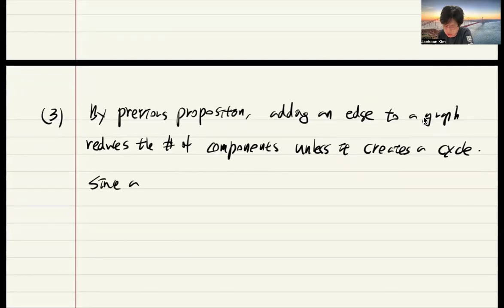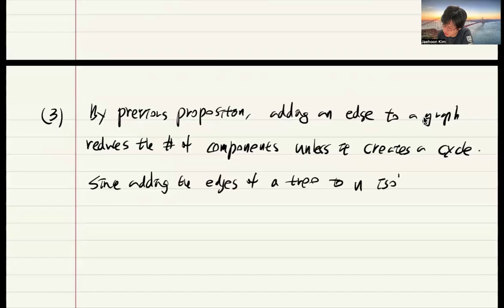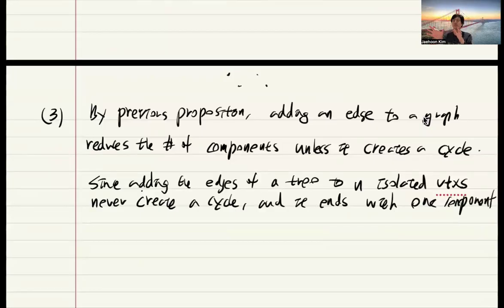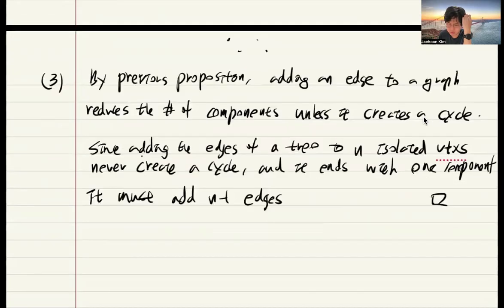But what do you know? Consider adding the edges of a tree to n isolated vertices. So you put the vertices first and then you add edges until you get this tree that you have. This does not create a cycle because a tree has no cycle. And it ends with one component. So you start with n components, and every time the number of components decreases by exactly one because it doesn't create a cycle. Then it ends with one component. That is what it means that it must add n minus 1 edges. So this proves that trees have n minus 1 edges.